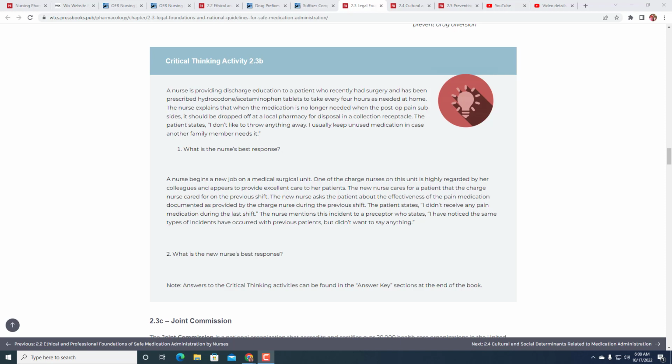The nurse mentions this incident. The preceptor states, "I've noticed the same types of incidents have occurred with previous patients, but didn't want to say anything." What is the new nurse's best response?